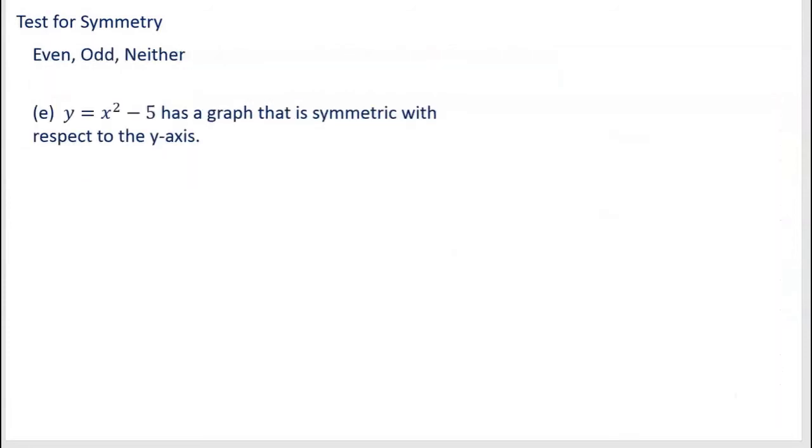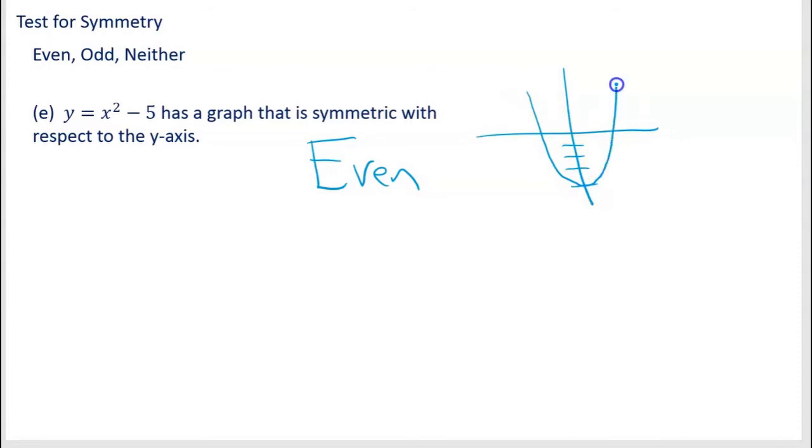Now I'd like to extend the same conversation we had about y-axis symmetry, origin symmetry, and x-axis symmetry to functions. And so what you have here is an equation, y equals x squared minus 5. It has a graph that is symmetric with respect to the y-axis, because if you plug in negative x for x, you will get the original function back. That's also called an even function. We mentioned that earlier. Matter of fact, this particular graph, y equals x squared minus 5, is a parabola shifted down 5 units. And it is symmetric through the y-axis.